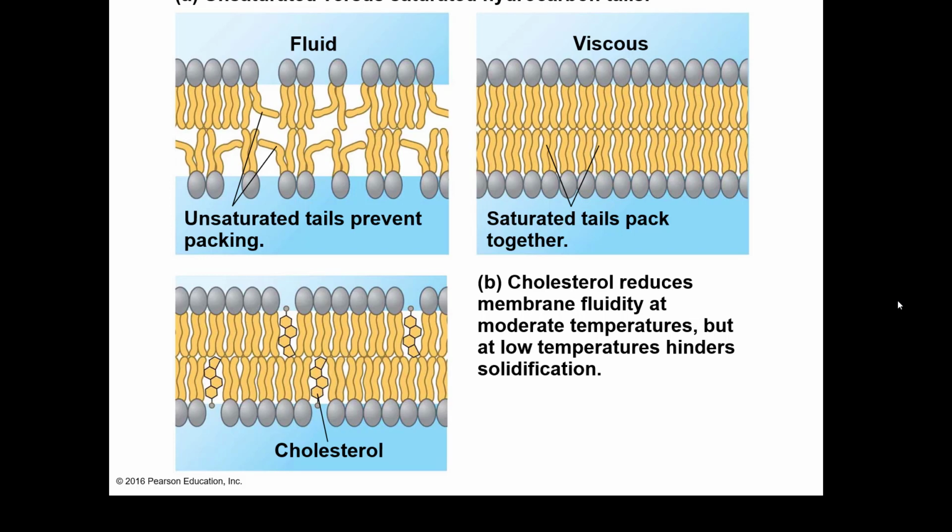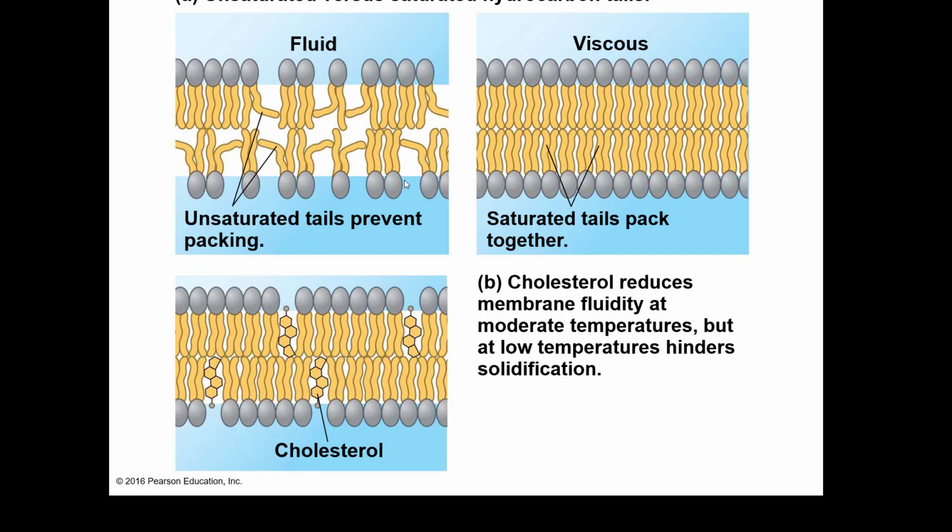So you can see in the top two pictures, unsaturated versus saturated hydrocarbon tails. The more unsaturated tails you have, they can't hold as close together. There are too many kinks in the chain, and they can't be right hand to hand, shoulder to shoulder, hydrophilic head to hydrophilic head. Whereas when they're saturated tails, they pack as tightly as they can.